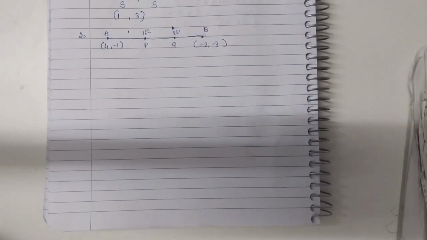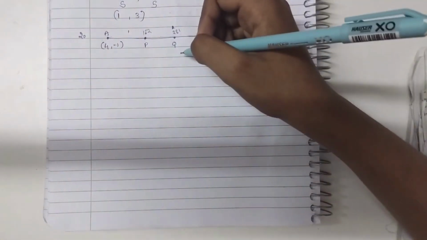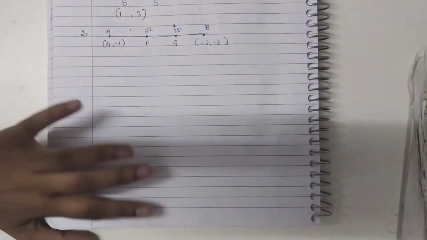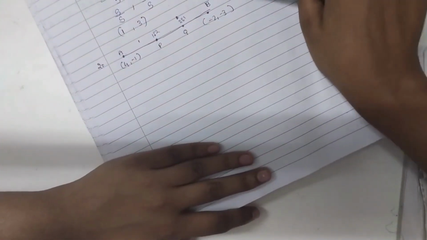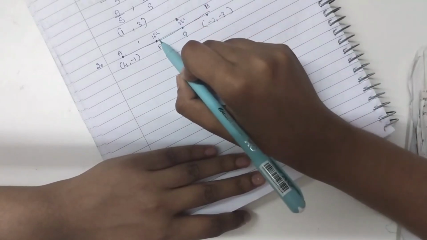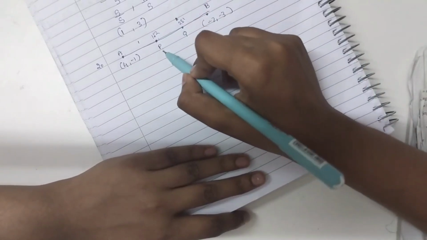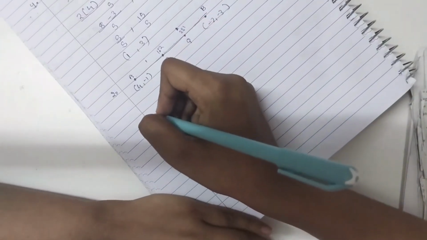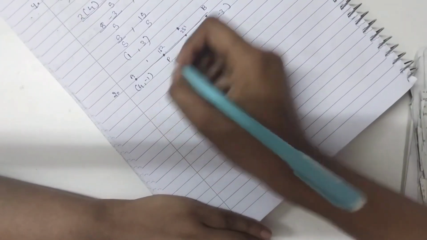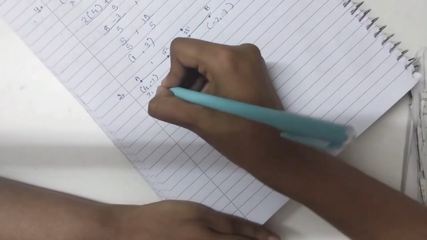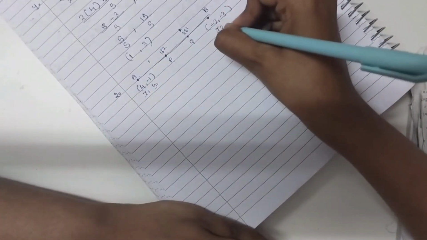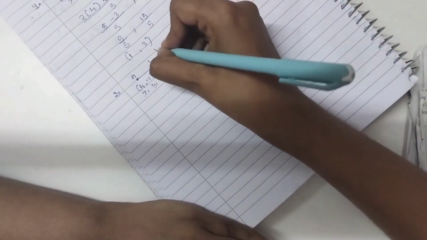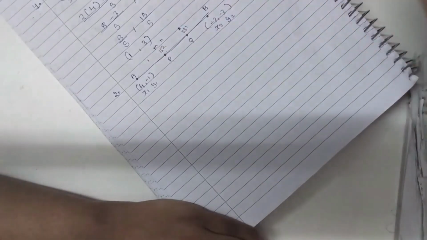So they're asking us to find the coordinates of P and Q. We're going to do that separately. First we're going to find the coordinates of P, and then the coordinates of Q. They've given the ratio, and we need to find the coordinates. So using the section formula, we're going to take this as x1, this is y1, this as x2, and this as y2. In the first case, we're going to take 1 as m and 2 as n.